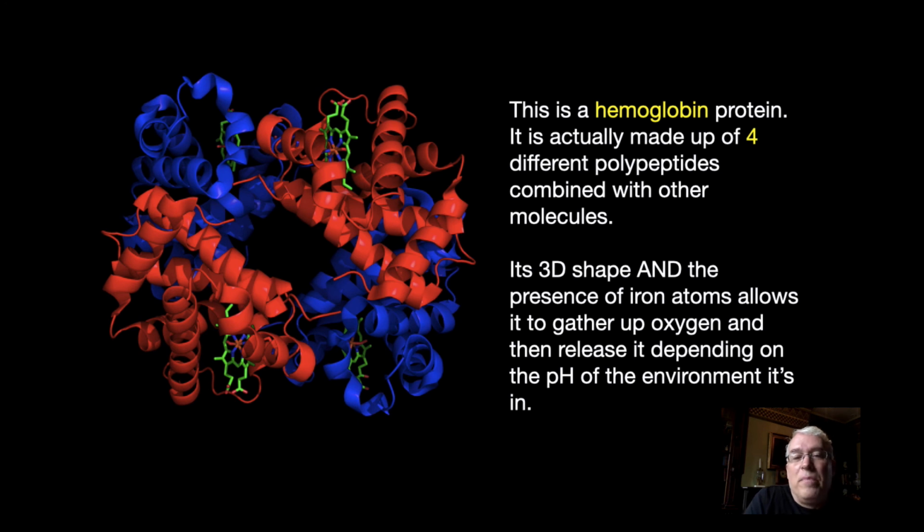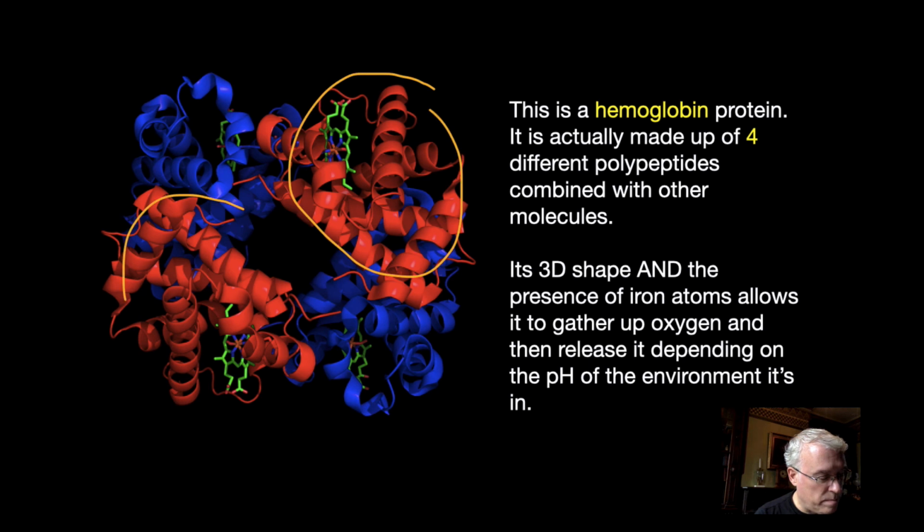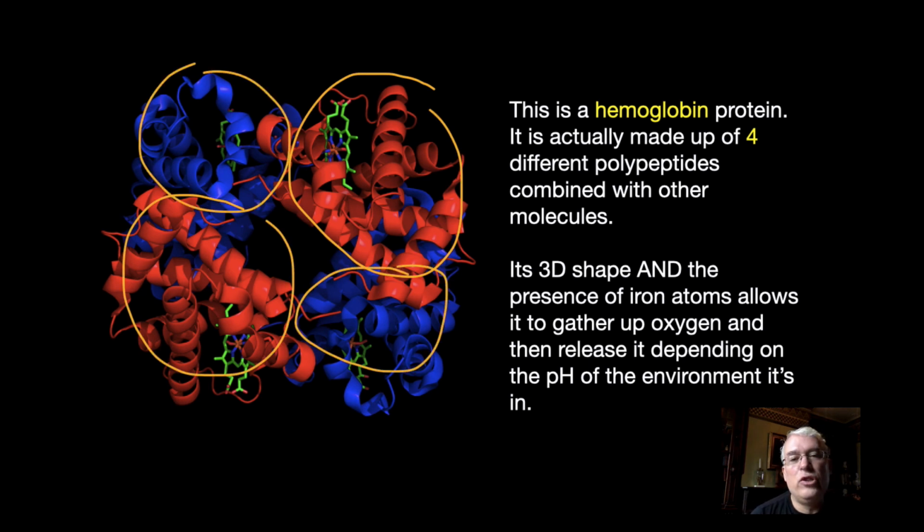But this is a hemoglobin protein, and it's actually made up of 4 different polypeptides that are all entangled with each other, but not in a random way, very specifically combined. And they're color-coded here, so there are 2 red ones and 2 blue ones. So altogether, they kind of make a donut shape with kind of an opening in the middle. And it's this 3-dimensional shape that allows hemoglobin to do what it does.